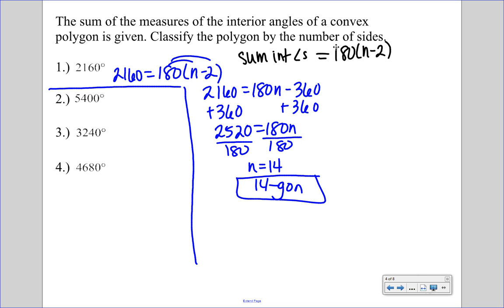So what I want you to do is do 2, 3, and 4 on a piece of paper. I'm going to put the answers up, and I want you to check your answers to see if you're getting this algebra right. So I'll give a few seconds. These answers up. 32-gon for number 2. 20-gon for number 3.